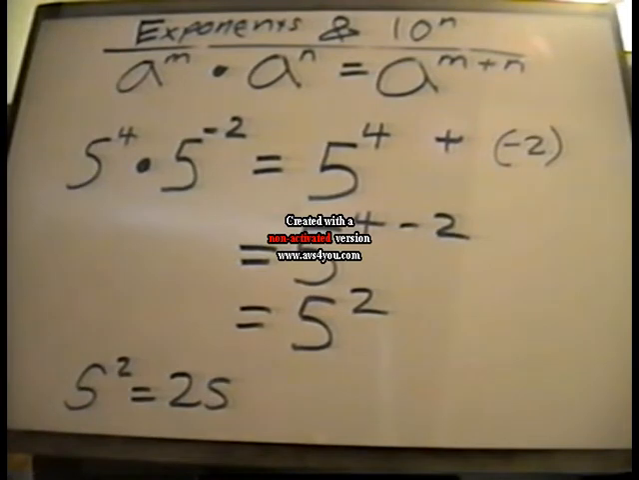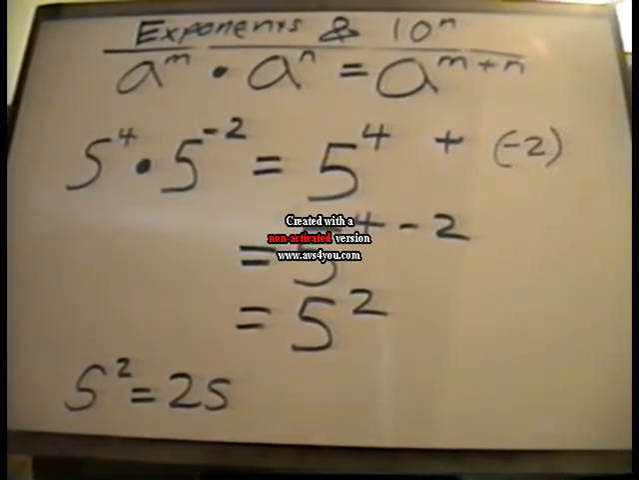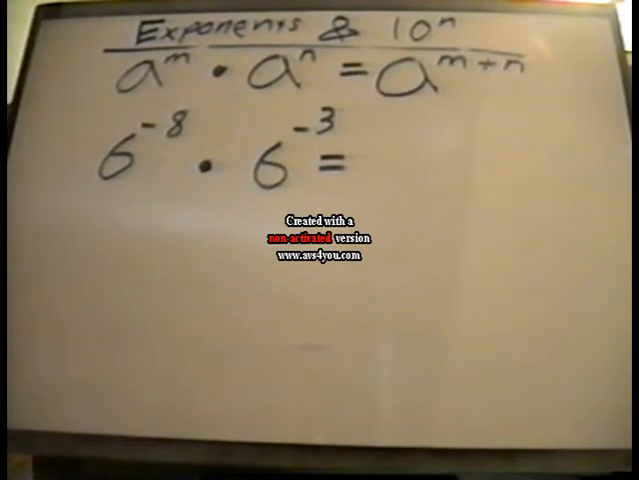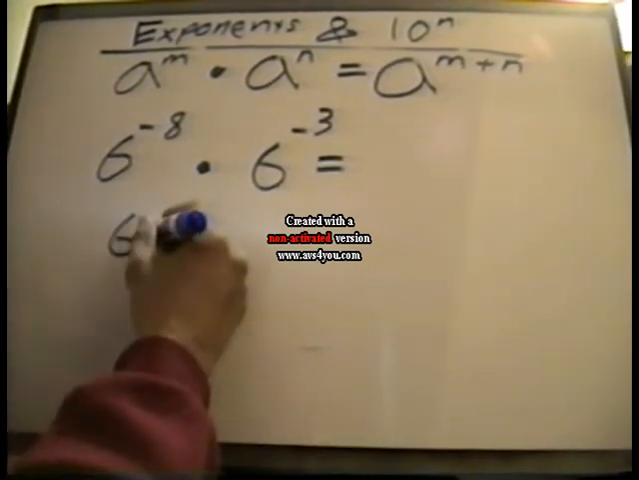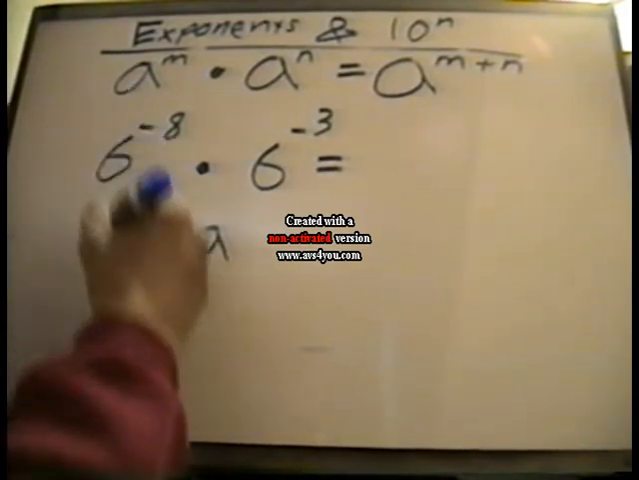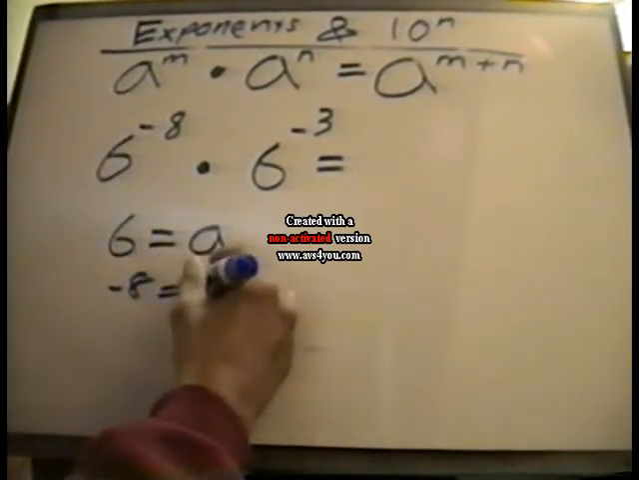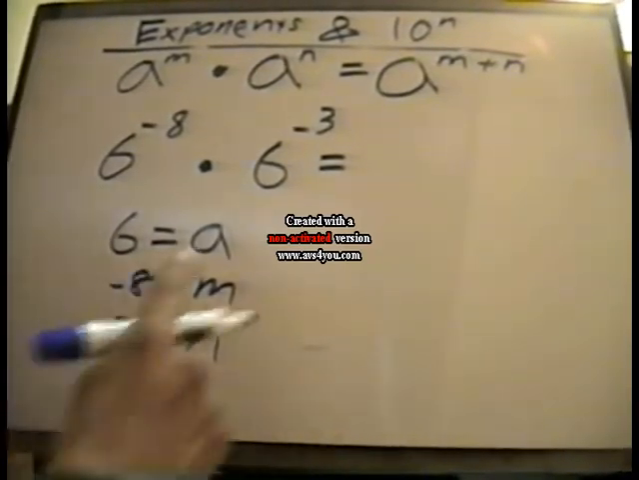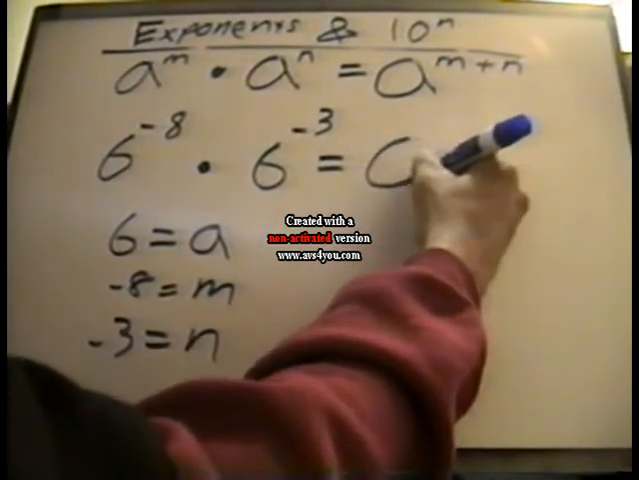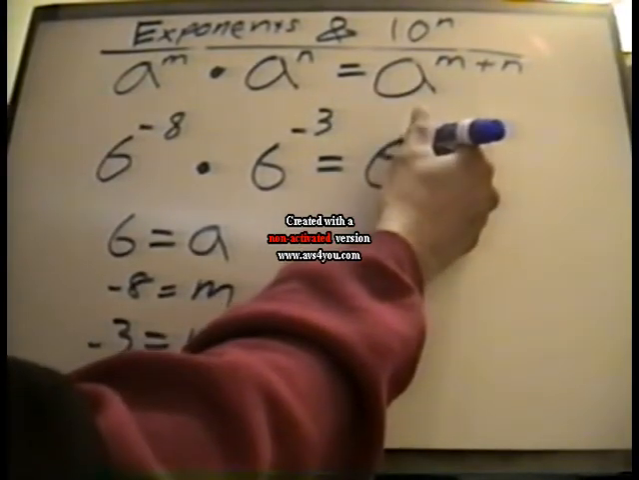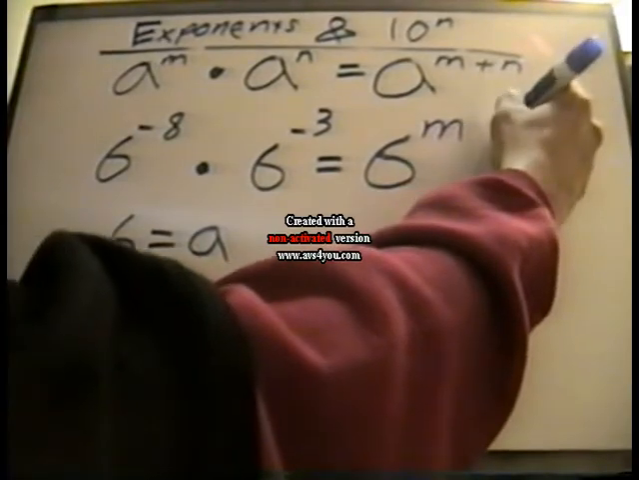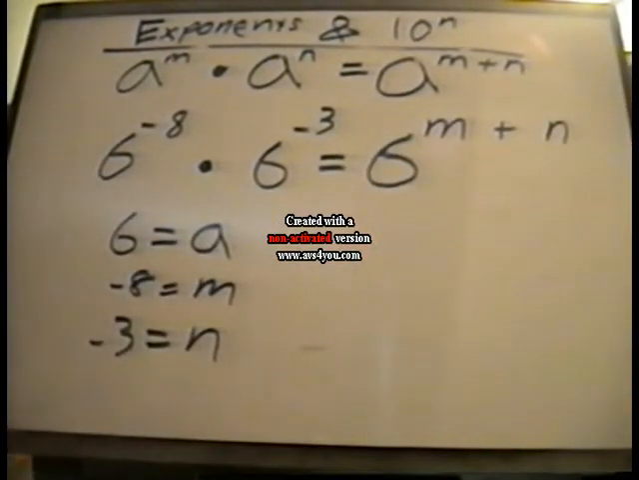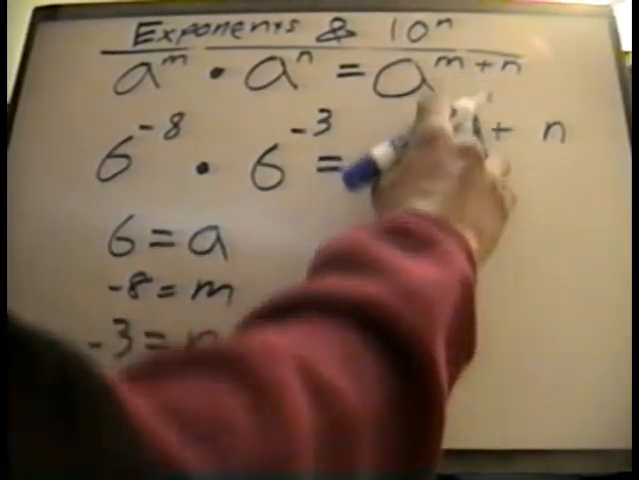What if both the exponents are negative? You still apply the rule. You do the same thing. Here, 6 is A. Negative 8 is M. And negative 3 is N. Okay? So we bring down our form. We write 6 for A. You're going to get M plus N. Now what is M? M is negative 8. And then N is negative 3.